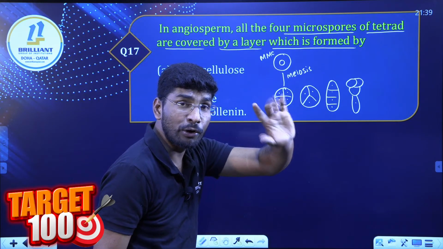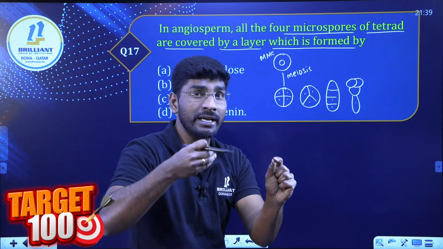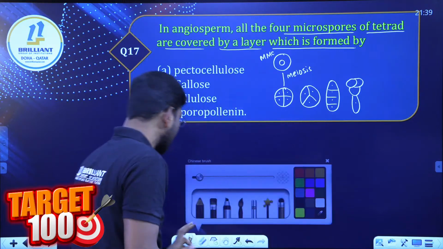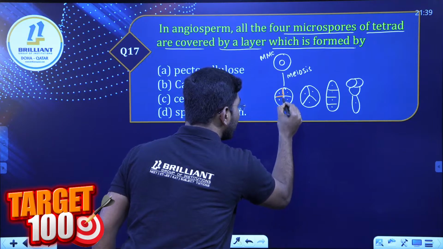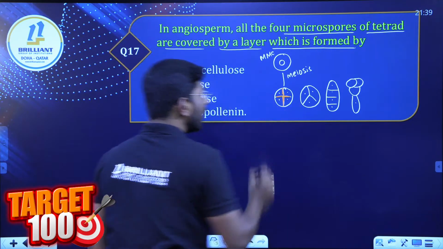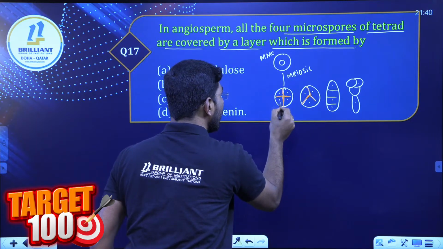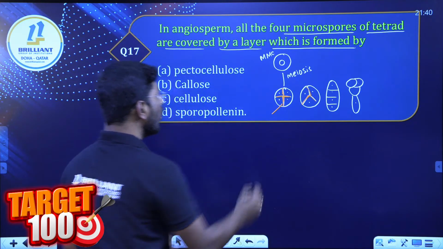Wait 1 minute. Look here everyone. If you are able to recall the theory classes, all these 4 cells are joined by one membrane here, one particular structure, one particular compound. This particular compound is called, can anyone of you tell me? This one is called callose.